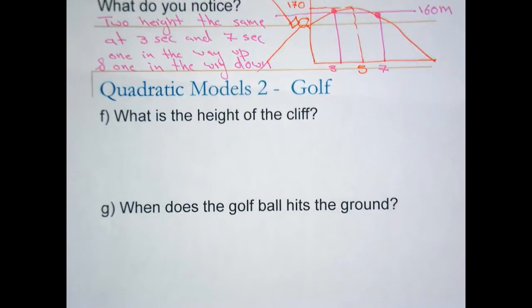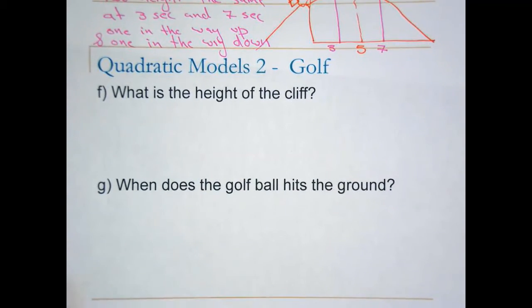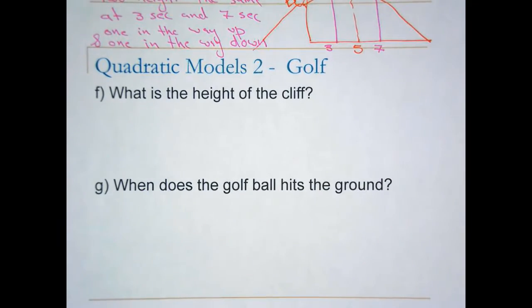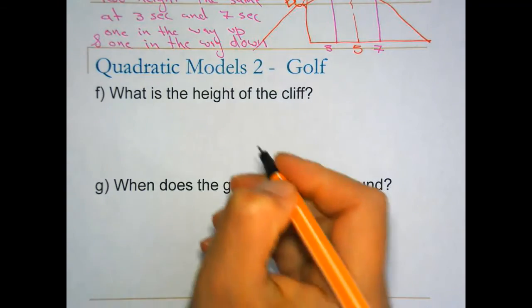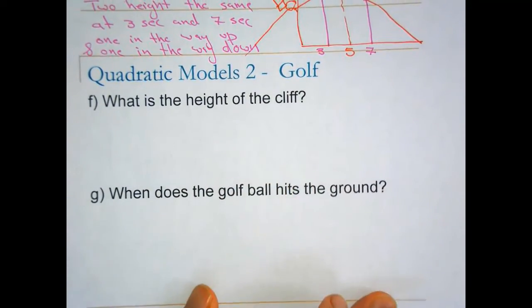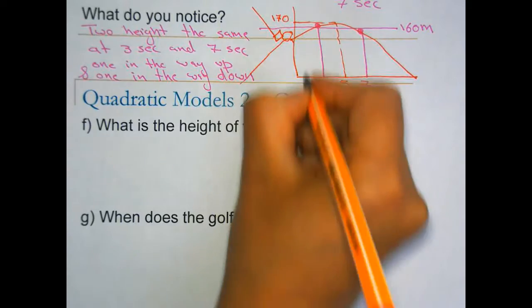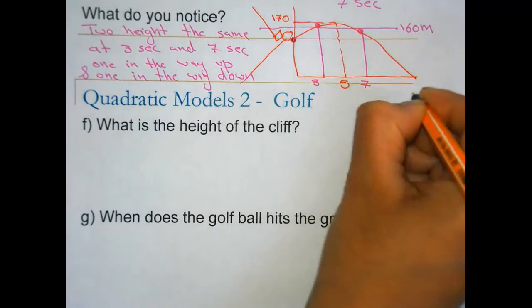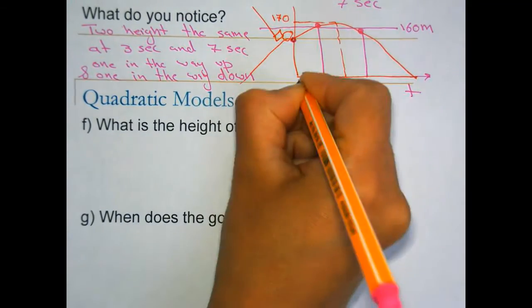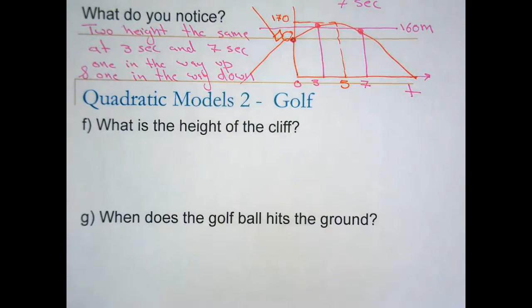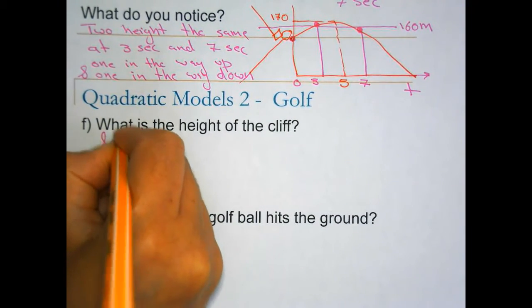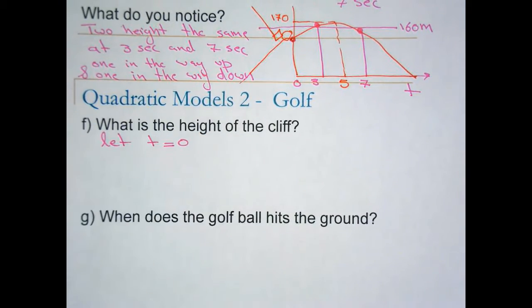So the other question is, what is the height of the cliff? We can recognize the height of the cliff when the time is 0. That's the height where the hole is. If this is time, when time is 0, that tells you what's the height of the cliff. So in order to figure it out, you have to let t equals 0 in the equation.